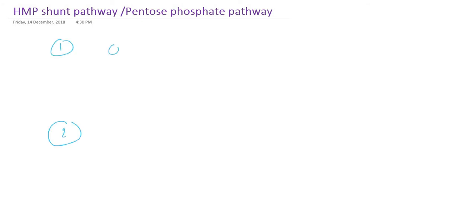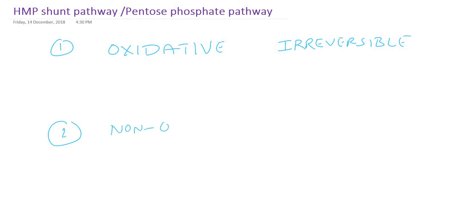The first phase is the oxidative phase. That means the substrate undergoes oxidation and donates its hydrogen to some other compound. This pathway is irreversible, that means it takes place in only one direction. The second phase is called the non-oxidative pathway. Actually, this pathway is reversible.